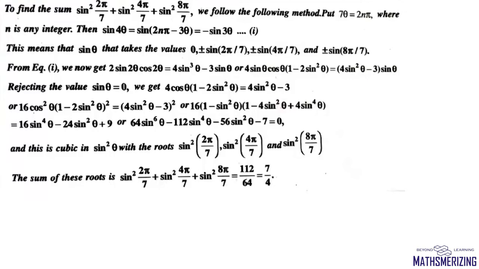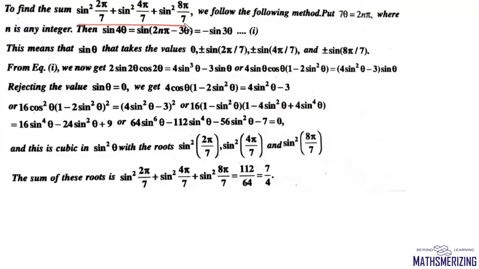In this video, we'll explore the relationship between polynomial equations and trigonometric functions. We'll take up an example. Say for example, we need to find the sum of the series which is sine square 2 pi by 7 plus sine square 4 pi by 7 plus sine square 8 pi by 7.